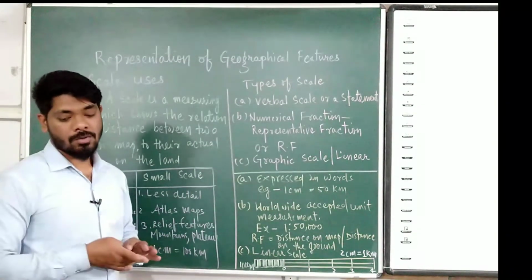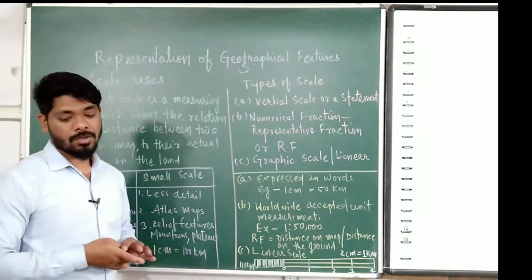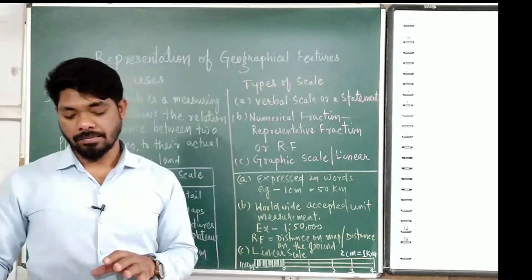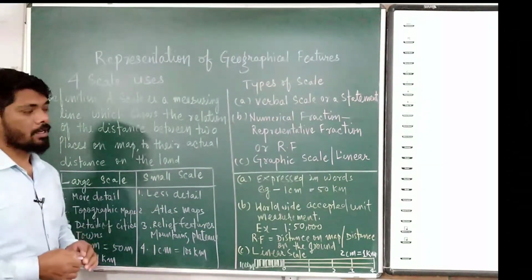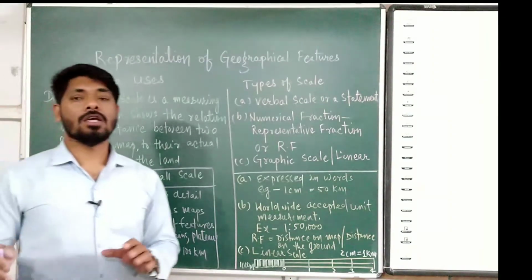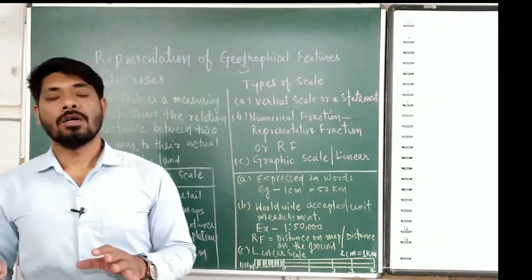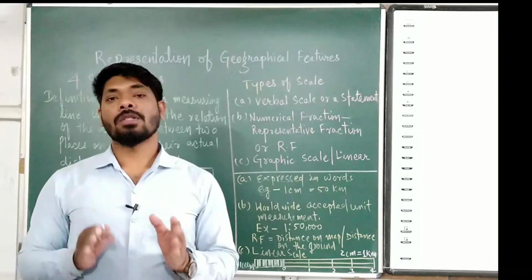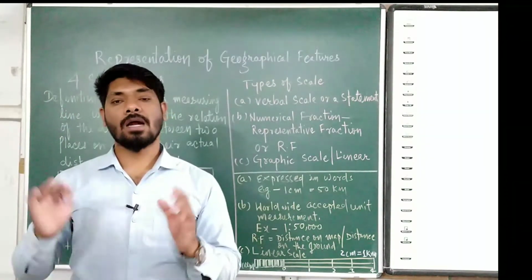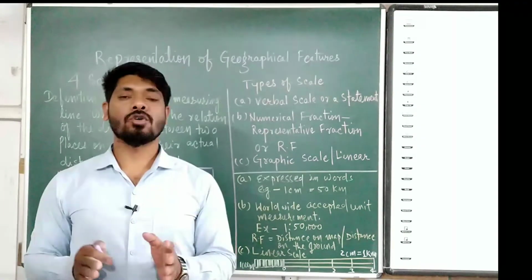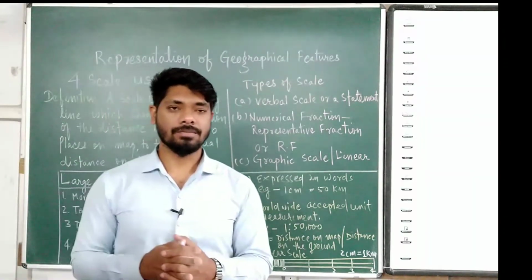There are two types of scale, and on this basis the maps are prepared. There is large scale and small scale. Large scale means a small area is shown with more detail, and small scale means a large area is shown with less detail.